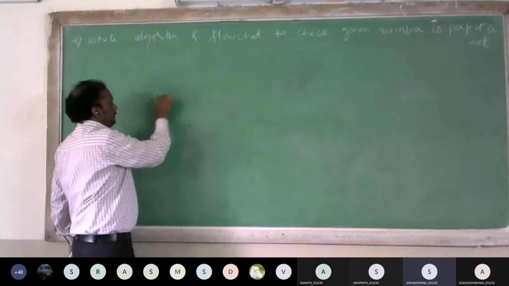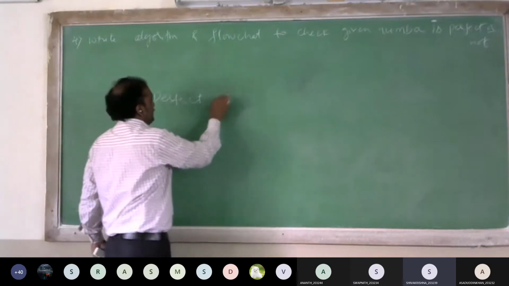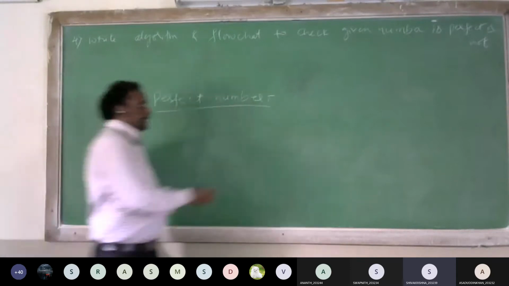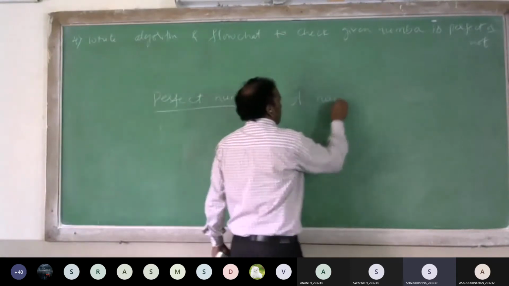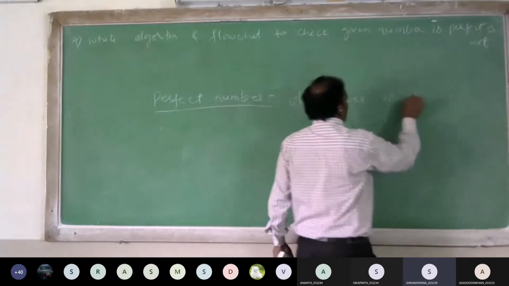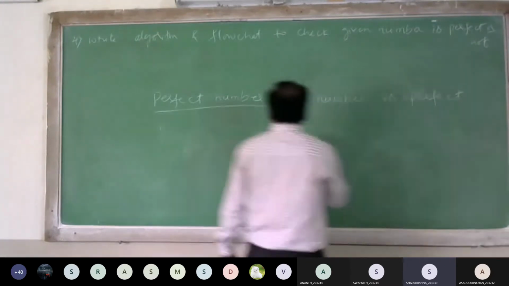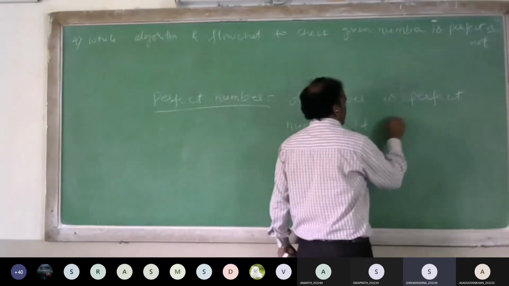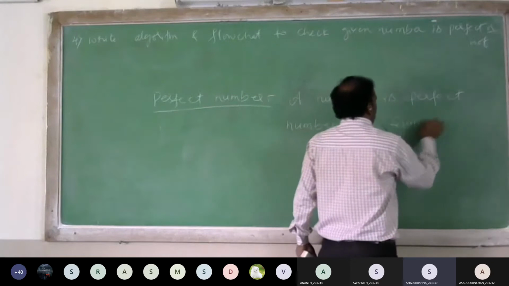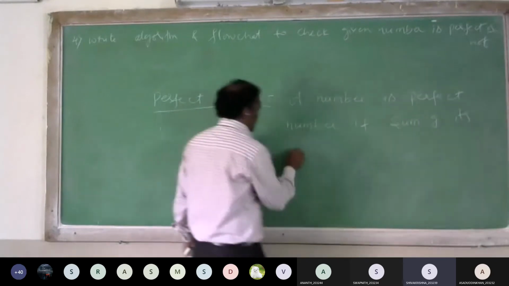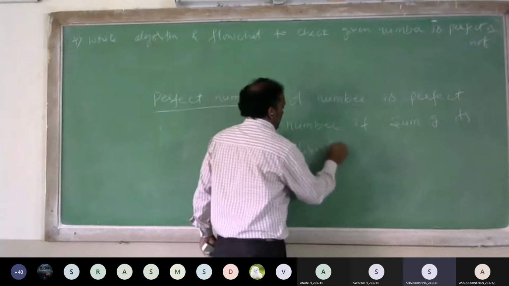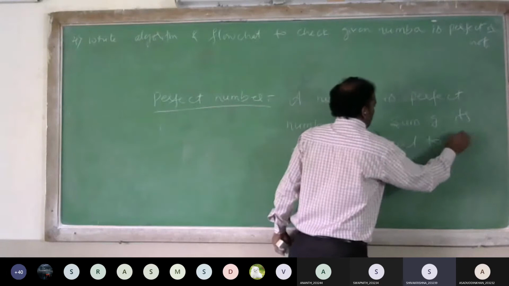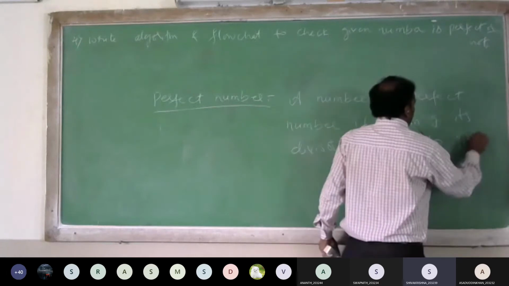So what is a perfect number? Perfect number. A number is perfect number if sum of its divisor is equal to given number.